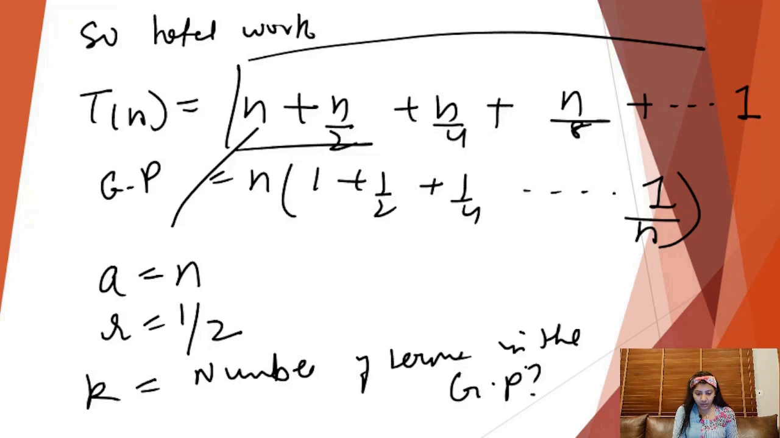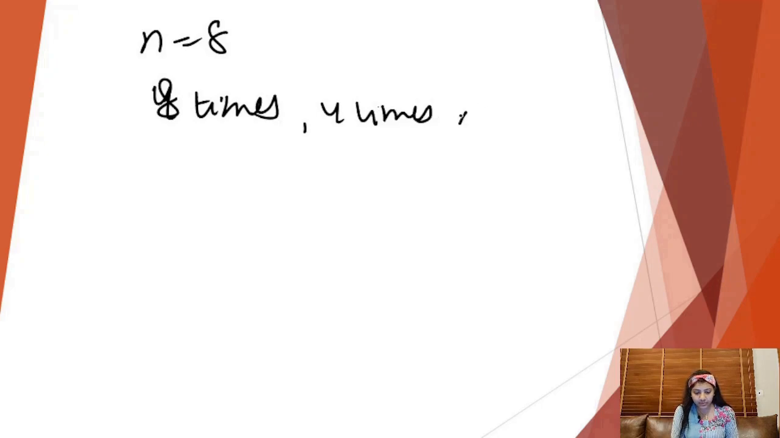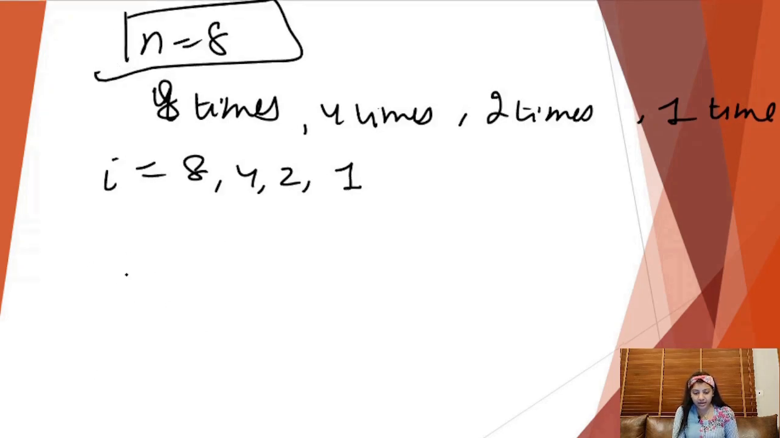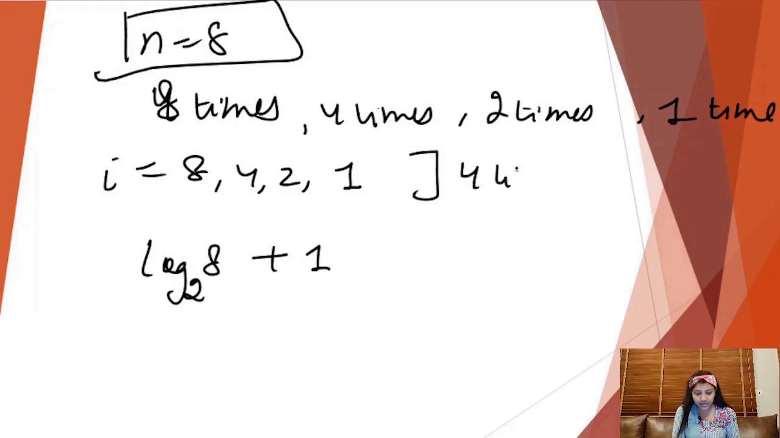Now we can find out the number of terms in the GP using this. Just now we have seen that when we take the value of n as 8, then the inner loop executed 4 times. First it executed 8 times, then 4 times, then 2 times, and then 1 time, right? So basically i value became 8, 4, 2 and 1 for n equals to 8. Now can I write this as log 8 to the base 2 plus 1?